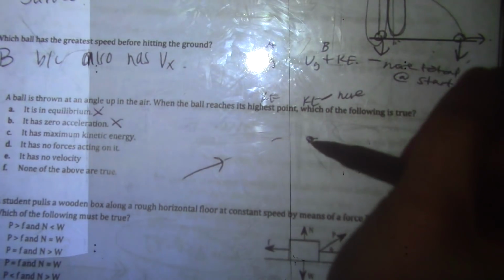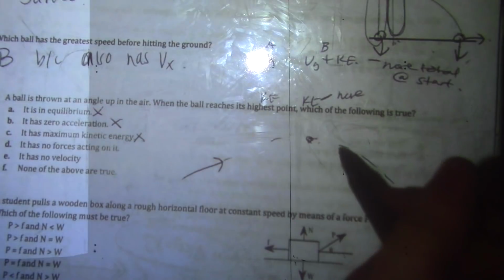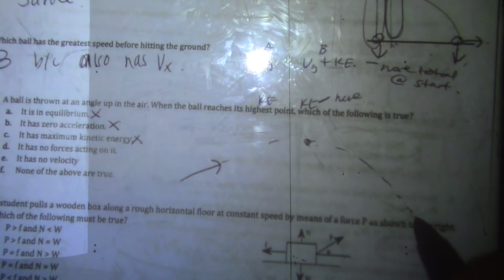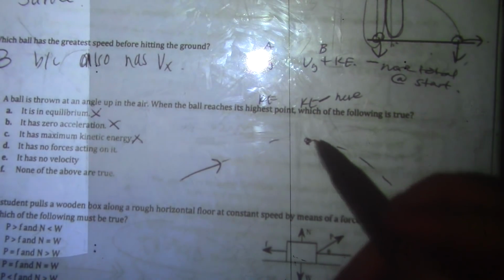It has maximum kinetic energy. False. It has minimum kinetic energy. It has maximum right before it starts decelerating or after it's accelerated back down here. It has maximum potential, but that's not what it said. There are no forces acting on it. False. There's gravity acting on it.